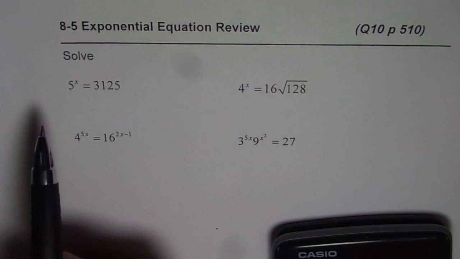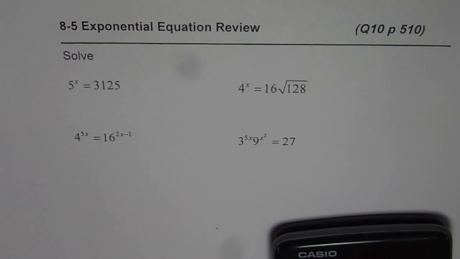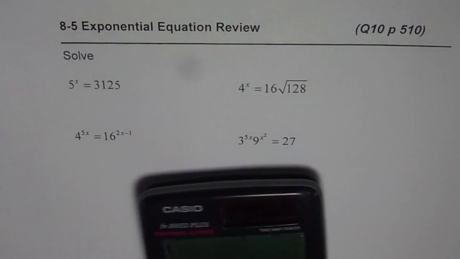The first one is 5 to the power of x equals 3125. Second is 4 to the power of x equals 16 square root 128. Then we have 4 to the power of 5x equals 16 to the power of 2x minus 1. And lastly, 3 to the power of 5x times 9 to the power of x squared equals 27. Now that one is really complicated. You might just ask about that. But let us go through them all one by one.